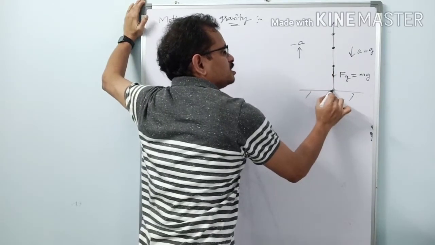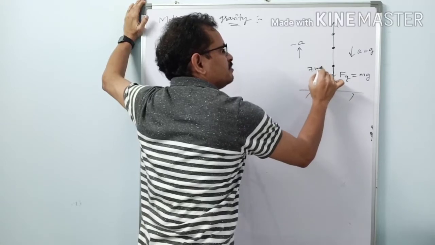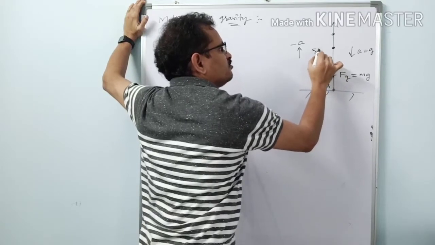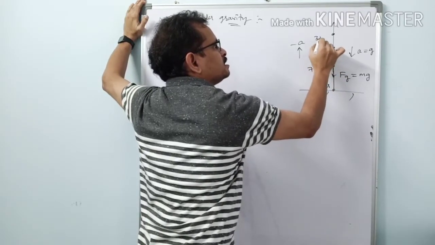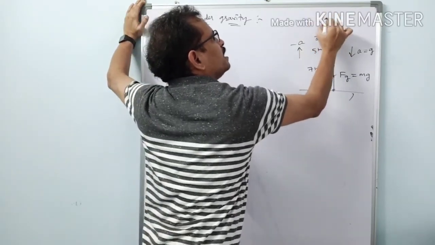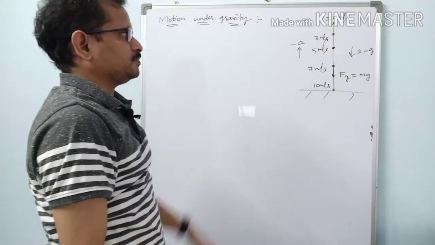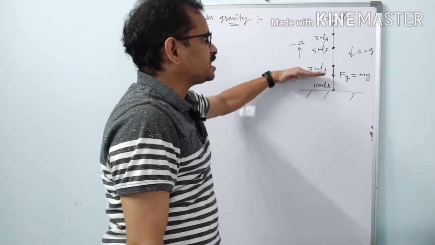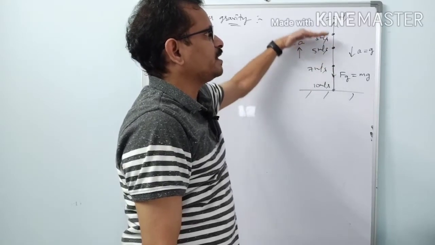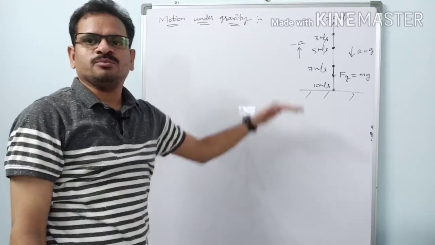Suppose here the velocity at this point is 10 meters per second. Here it is 7 meters per second. Here it is 5 meters per second. Here it is 3 meters per second. In this way velocity is decreasing. Finally at this position velocity is 0 meters per second. So in which direction is it decreasing? In the upward direction. Velocity is decreasing as we move in the upward direction.